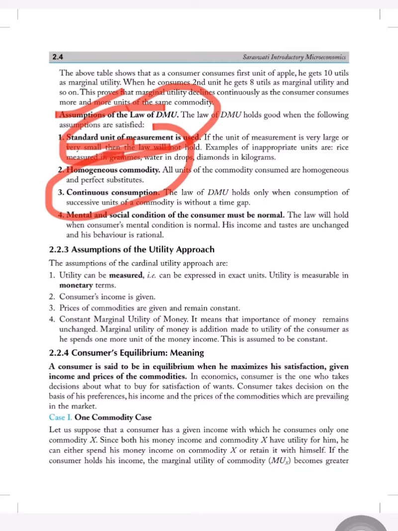Then continuous consumption. Continuous consumption should be there. If you have taken a glass of water at this time, the second glass of water should be consumed by you right after that one. There should not be any time gap. Suppose you take a glass of water now and the second glass after 2 hours. At that time the law of diminishing marginal utility will not work.